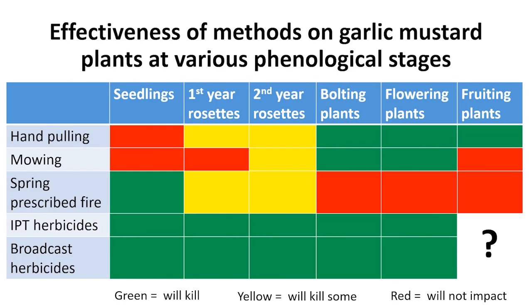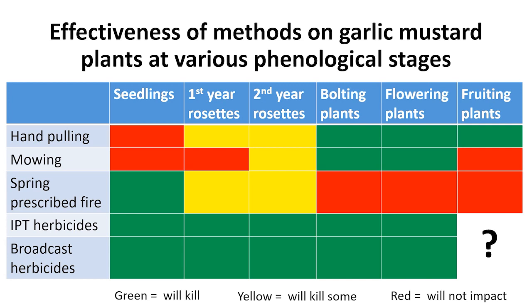Okay, so now I want to revisit this table where we talked about the various life stages and which techniques are effective. And what I really want to do is focus in on this question mark. For several years now, myself and colleagues have gotten this question of, oh shoot, I missed this window and I want to control garlic mustard with herbicides, but I'm already starting to see some fruit present on the plant. Can I still spray those, and will it work or not?